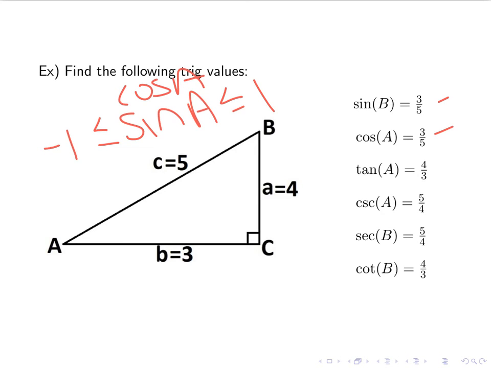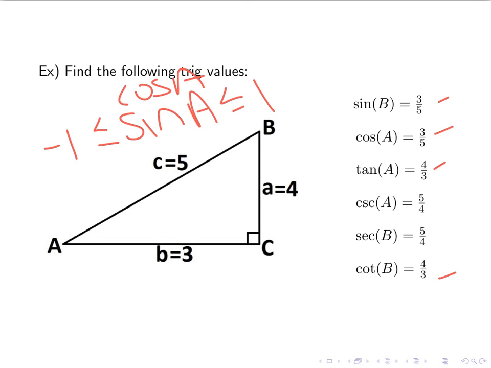Tangent is opposite over adjacent, and that's going to end up being the slope of the line if I put this in a coordinate plane, and we might see that later on. But tangent and cotangent can be any number. They can be from negative infinity to positive infinity. In this case, I've got 4/3 and also 4/3. So those can be anything.